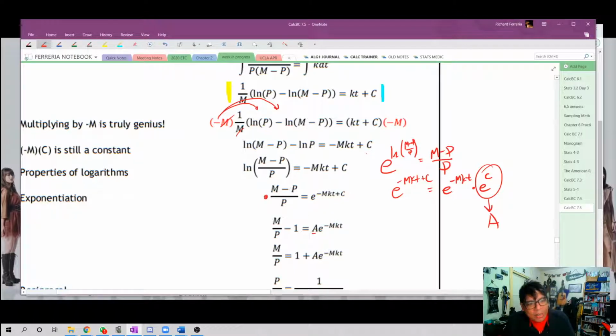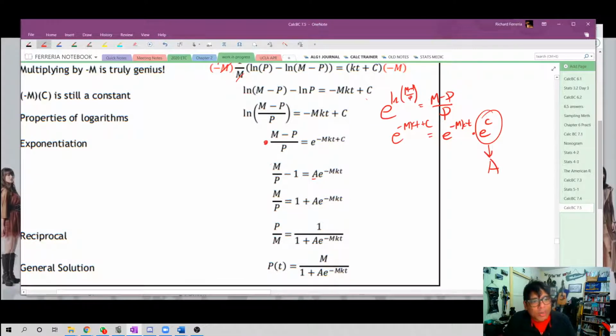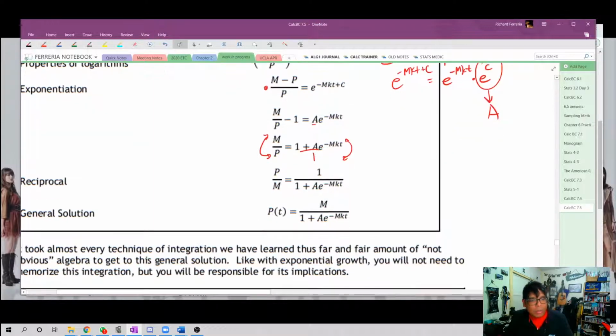Notice on the left side, we can simplify this to m over p minus 1. So we add 1 to both sides, and m over p is equal to 1 plus a e to the negative mkt. Now we take the reciprocal of the left and the right, and we get p over m equals 1 over 1 plus a e to the negative mkt. Finally, we multiply both sides by m, and we get this beast of an equation.